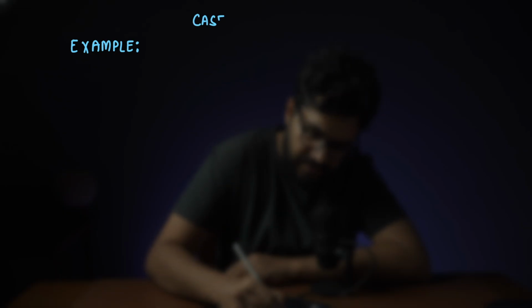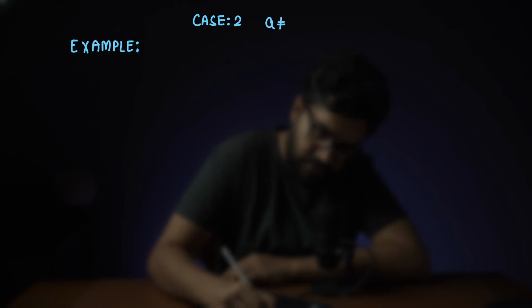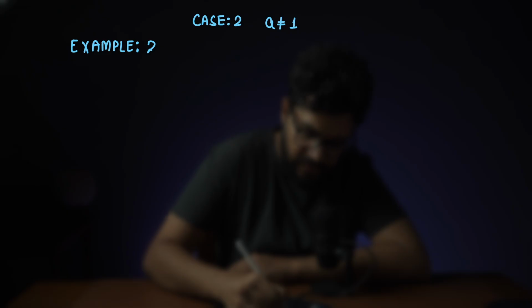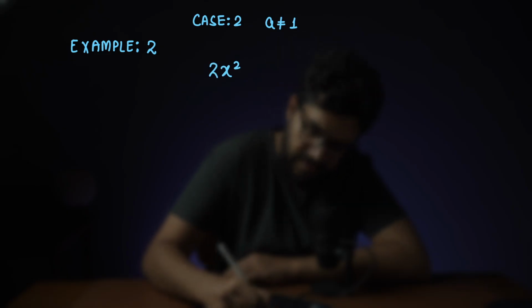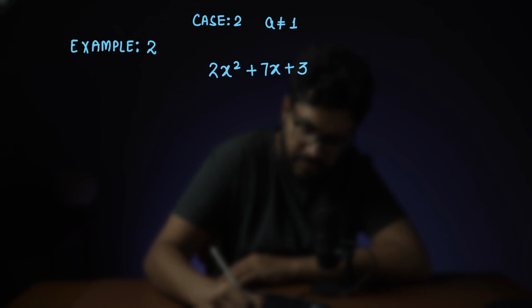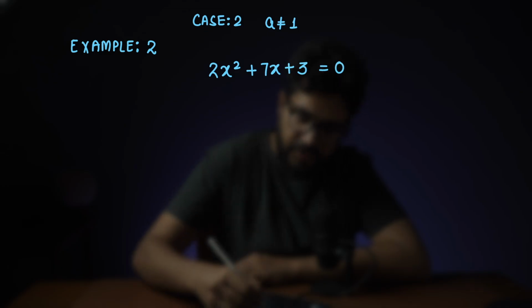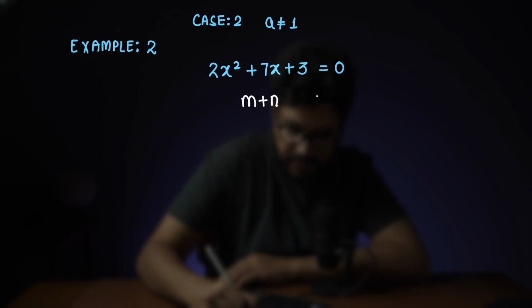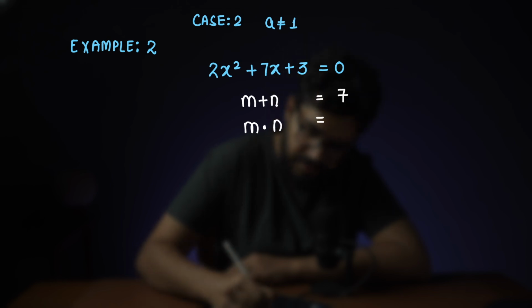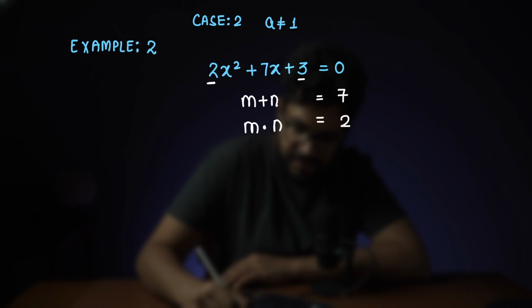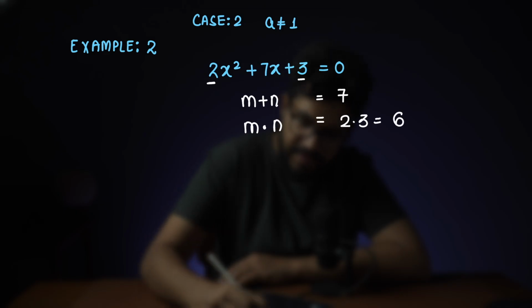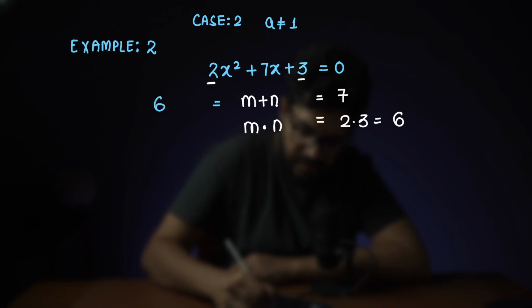Now let's discuss our second case, when a is not equal to 1. So for example, we have 2x² + 7x + 3 = 0. Again I want to find two numbers which add up to the middle term, and the product of the two numbers m and n should be the same as the product of 2 times 3. That gives me 6. Clearly two such numbers are 6 and 1.